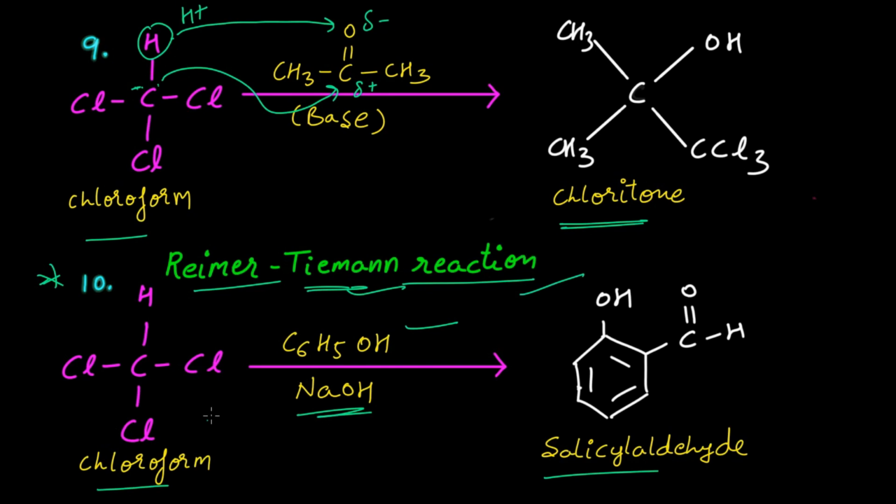I repeat, when chloroform is treated with phenol, or you can write the reaction as when phenol is treated with chloroform in the presence of NaOH, you get salicylaldehyde, right? So in both cases, one of the reactants is going to be chloroform, right? So this is your Reimer-Tiemann reaction.